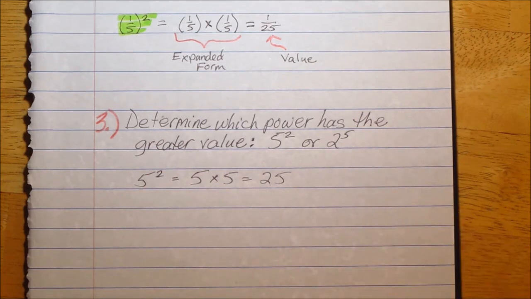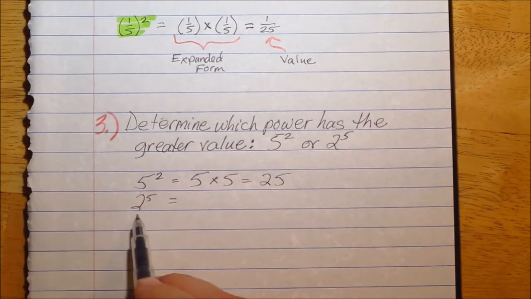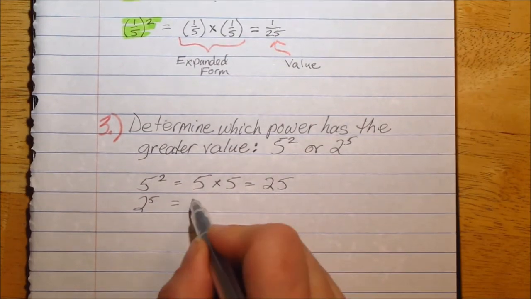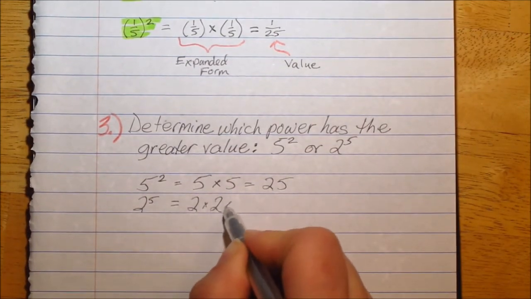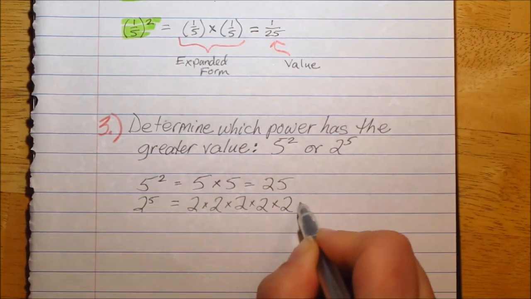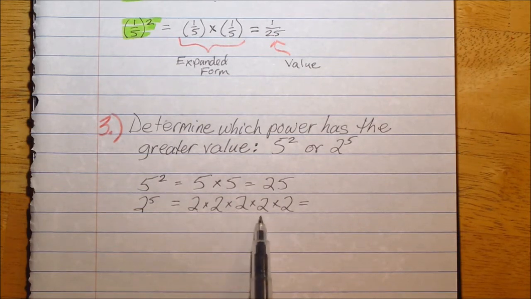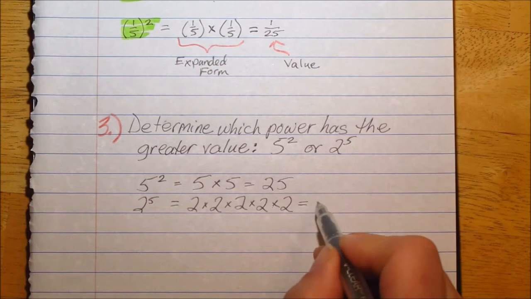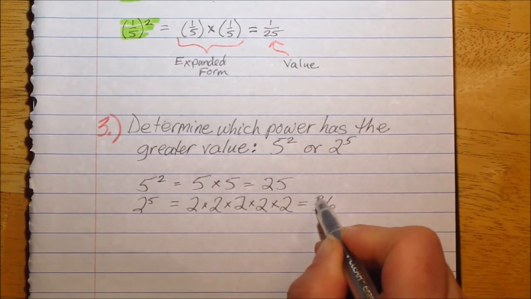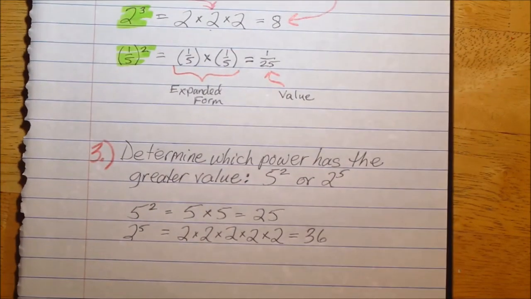Now we've got to find the value of 2 to the 5th power to figure out which one is greater. That means 2 multiplied 5 times. So 2 times 2 times 2 times 2 times 2 equals, all right? Let's work across. 2 times 2 is 4, times 2 is 8, times 2 is 16, times 2 is 32. All right? So which one has the greater power? Is it going to be 5 squared or 2 to the 5th power? Or I'm sorry, which one has the greater value?